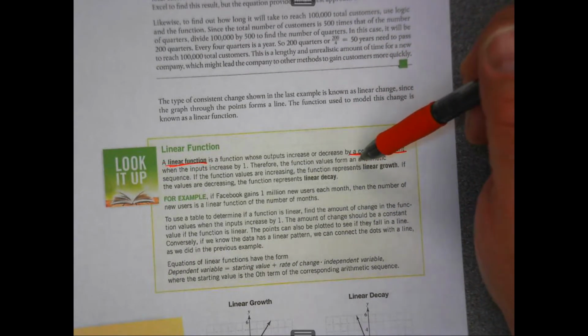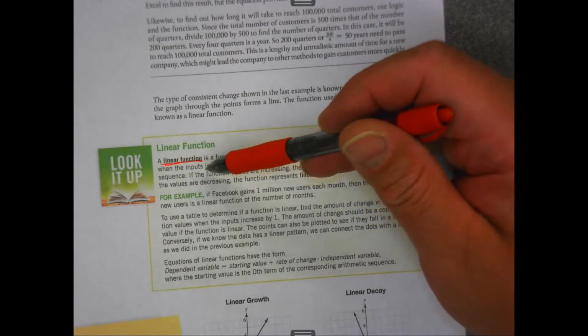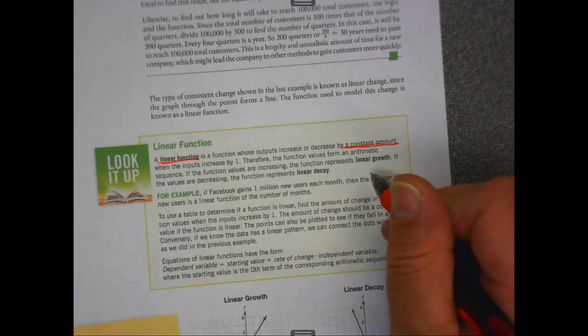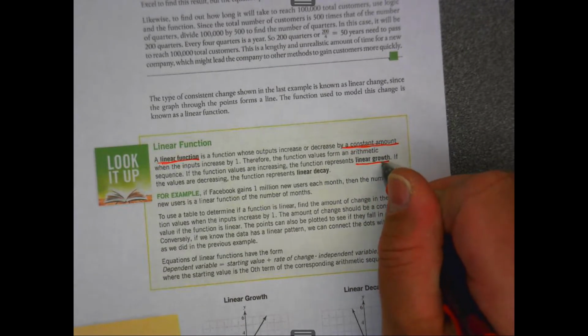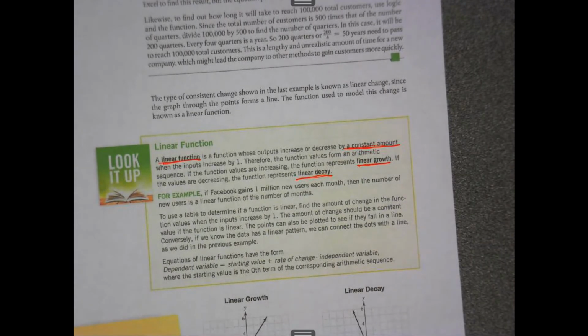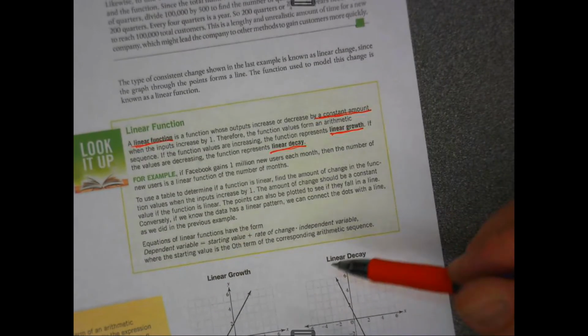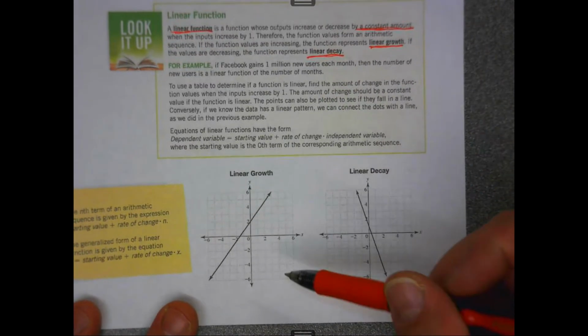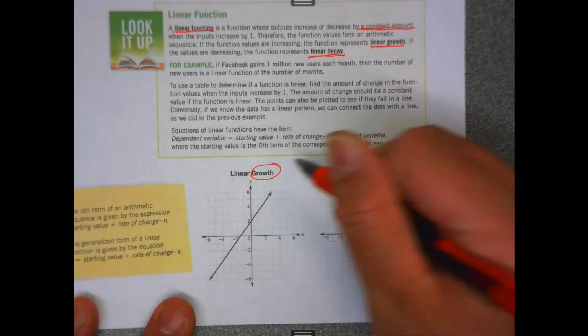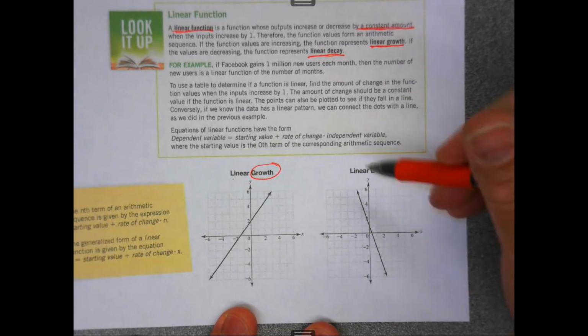Therefore, the function values form an arithmetic sequence. If the function values are increasing, the function represents linear growth. If they decrease, it's linear decay. In other words, look at the slope of the line. This is linear growth. Slope is going down, that's decay.